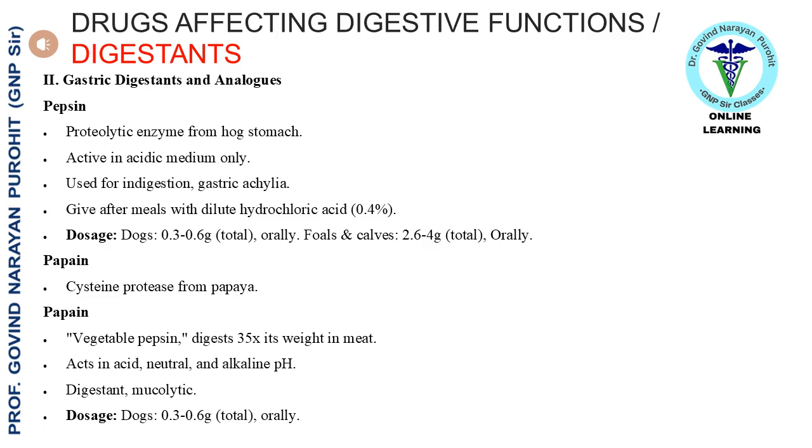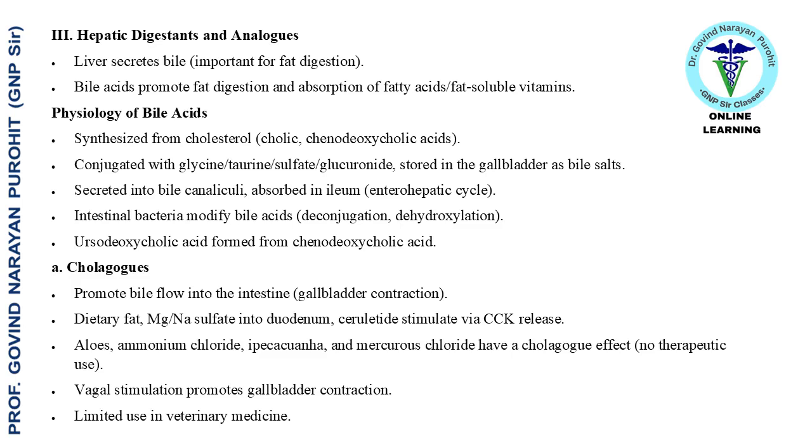Papain is a cysteine protease from papaya, also called vegetable pepsin, which digests 35 times its weight in meat. It acts in acid, neutral, and alkaline pH. Digestant and mucolytic. Dosage: dogs, 0.3-0.6 grams, total, orally. 3. Hepatic digestants and analogues.